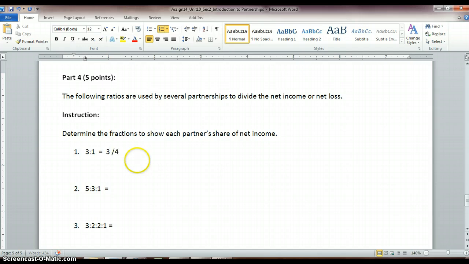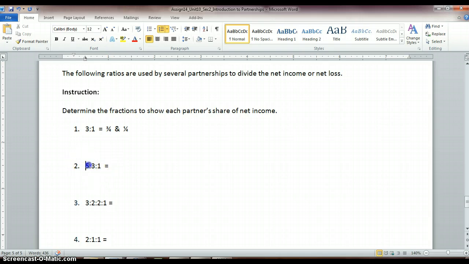So the first partner is getting 3. We just put the first number of our ratio over our denominator. So the first partner is getting a share of 3/4 of the profit, and the second partner then is getting a share of 1/4 of the profit. Okay, so again, we add these numbers together, and then we just use that first number over the denominator to find the share of partner 1, and then that second number over our denominator for partner 2. Okay, and let's just do one more together real quick.